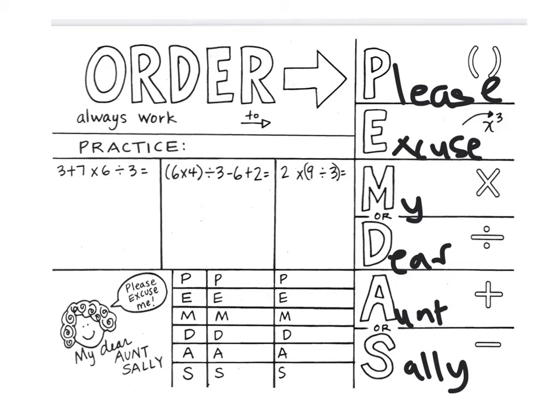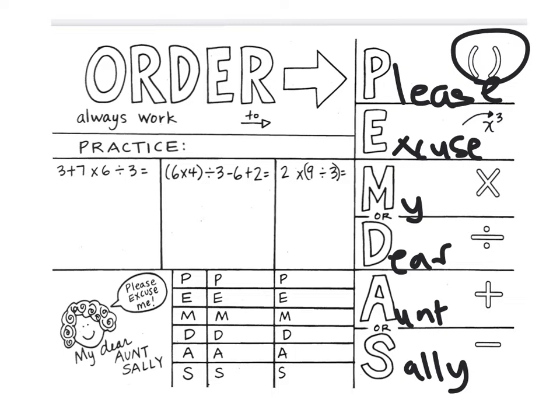The P for please represents parentheses, which you can see in the picture here, and I'm going to circle. So if you're seeing a set of parentheses, you know that that's always going to come first in these problems. If you see parentheses, that's where your eyes need to gravitate towards. You need to look at that part first.